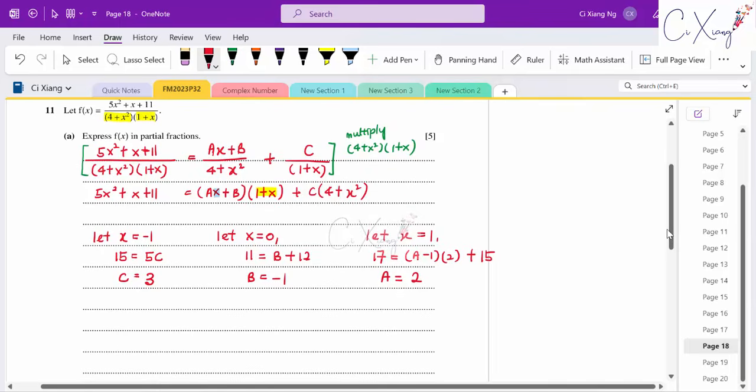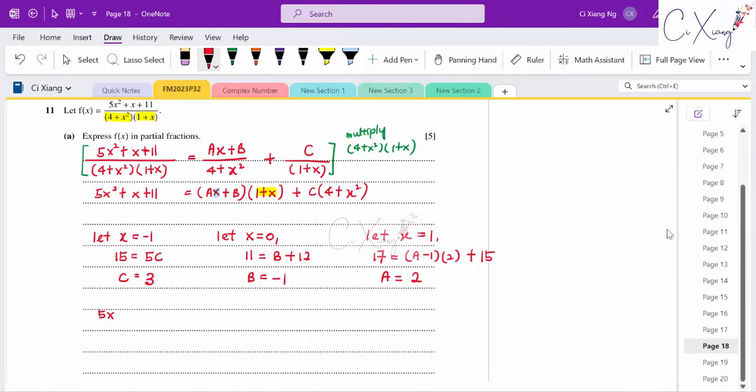Alright, so from here you can see very clearly that we already get all the value for a, b, and c. Therefore, I can rewrite my fraction become partial fractions again. Okay, so this is my original rational function, right? Okay, then ax plus b. So I'm having 2x minus 1 divided by 4 plus x squared. Then plus c. c is a 3, so 3 over 1 plus x. Okay, so our partial fraction looks something like this.